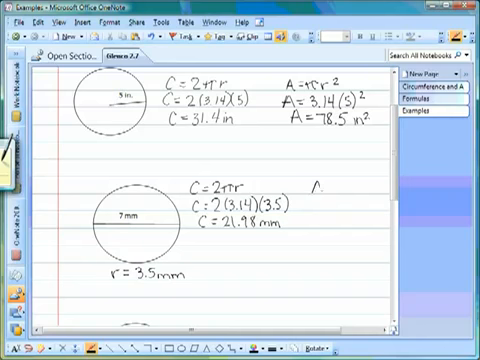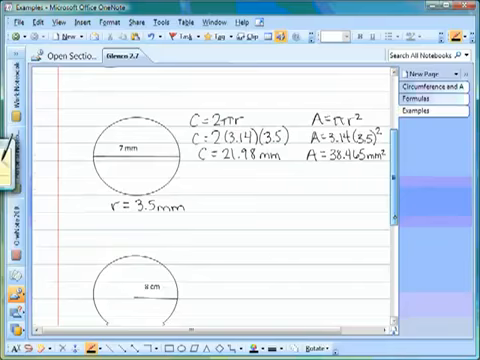And then to find our area, again, we use our area formula. Area equals pi r squared. Fill in what we know. Area equals pi, which is 3.14. Our radius is 3.5. And we have to square it. And then we punch that into our calculator. We get area equals 38.465 and put on our label millimeters squared.